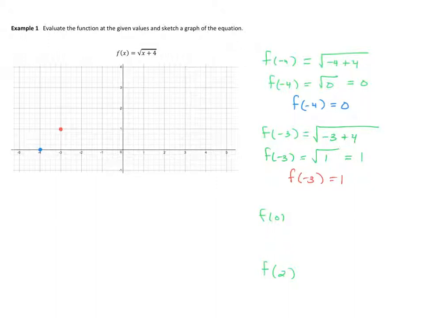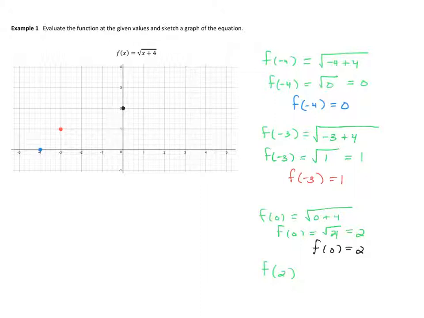All right, a couple others. f of 0 is equal to the square root of 0 plus 4, which is the square root of 4, and that is equal to 2. So this is the point f of 0 is equal to 2, which is right here.